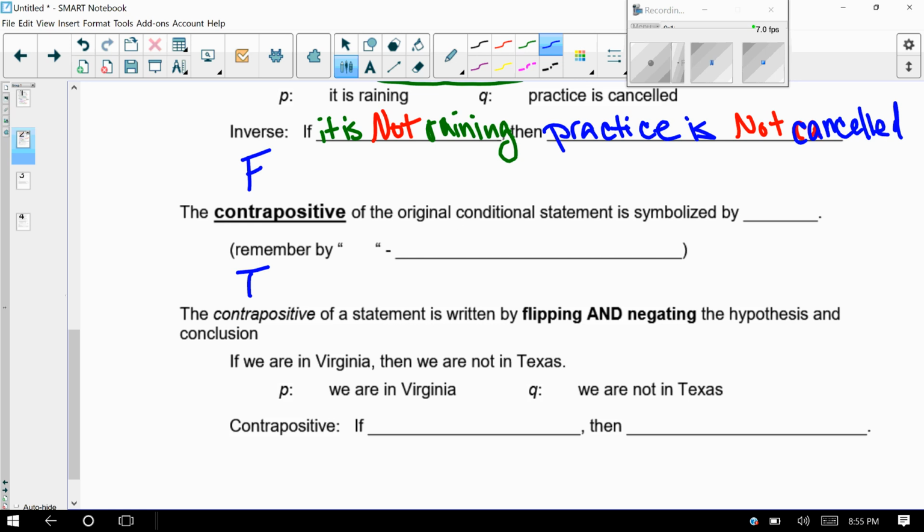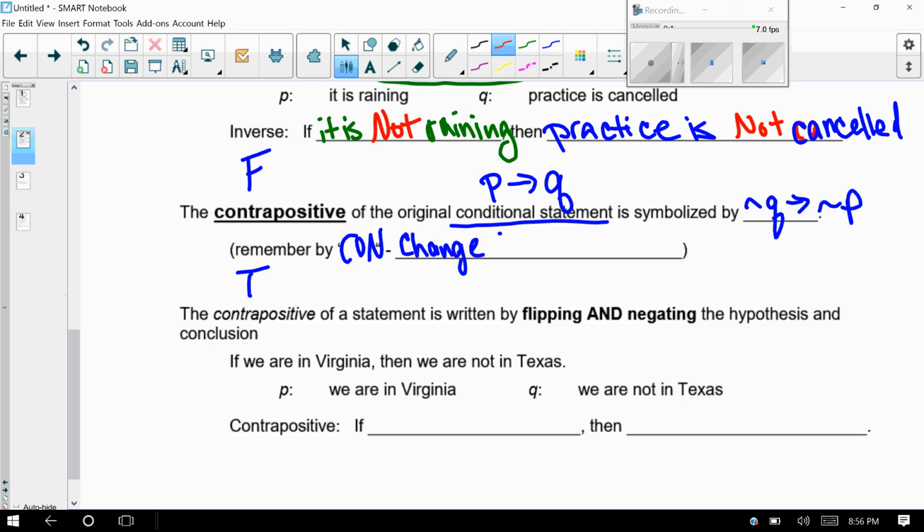So my conditional statement, my original statement, remember, is P arrow Q. Right? My contrapositive, we're going to flip it and negate it. So not Q, and then not P. So we're going to remember this by C-O-N, capital C, capital O, capital N. And this means C is for change, O is for order, and N is for negate. Change order and negate. That's what we're going to remember, okay?